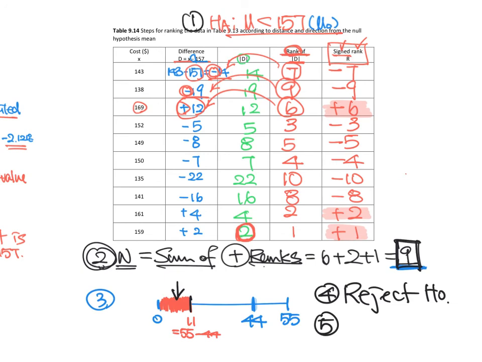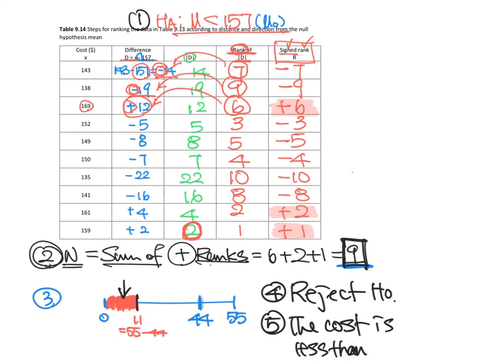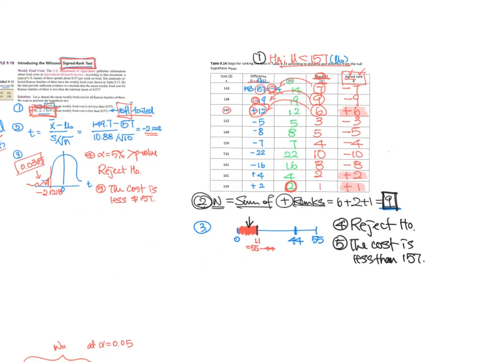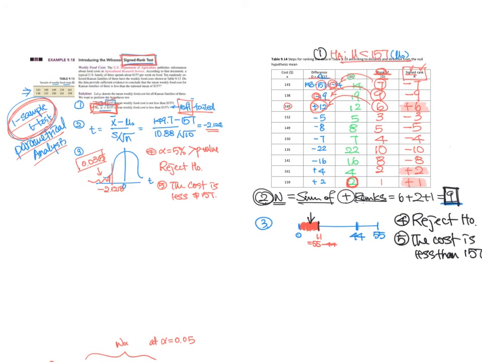What will be the conclusion? Same thing, the cost is less than 157. We had the same conclusion by the one sample t-test, which rejected the null at 5%, and we rejected the null at 5% too, because we got 44 at 5%, the one-tailed, and the same conclusion. But they are totally different procedures.